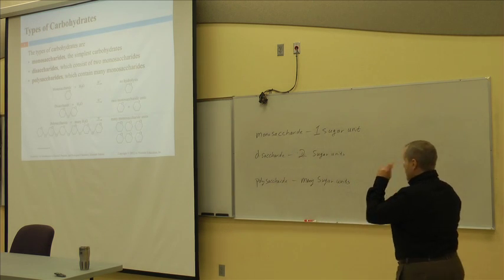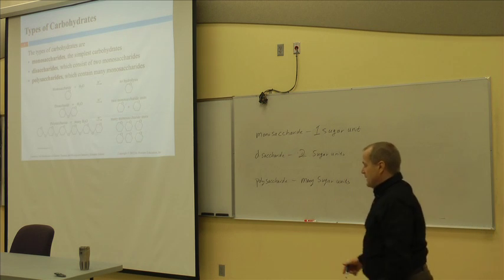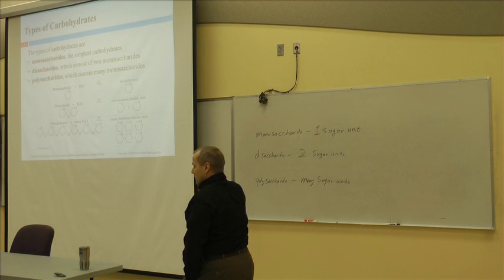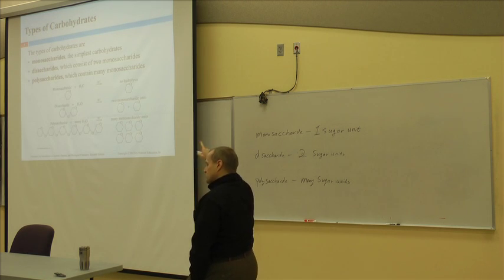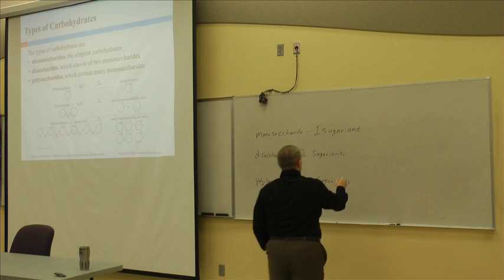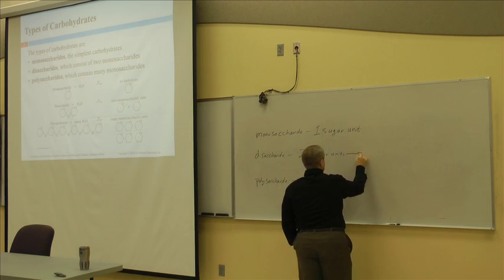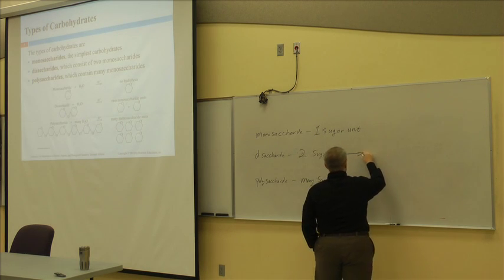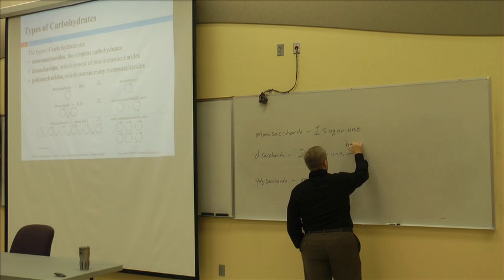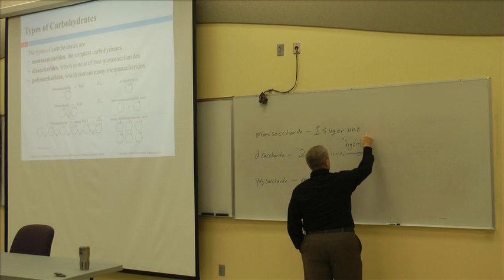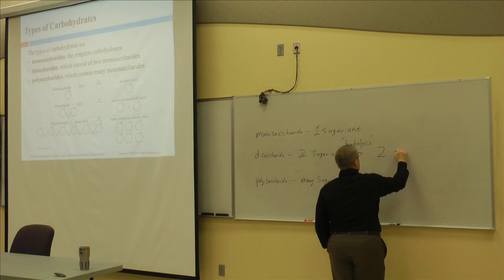Now, the interesting thing is that a monosaccharide cannot be broken down any further by what's called hydrolysis. And I'll explain hydrolysis here in a second. A disaccharide can be broken into two sugar units. So there's two sugar units that are bonded together. Disaccharide under hydrolysis, I'll explain this word in a minute, will give you two monosaccharides.